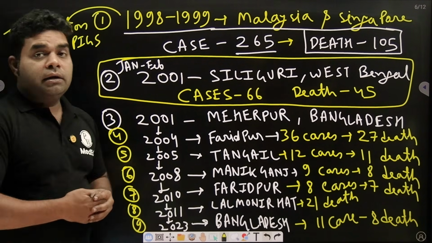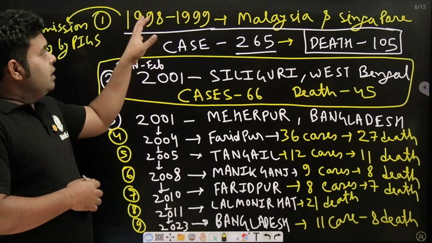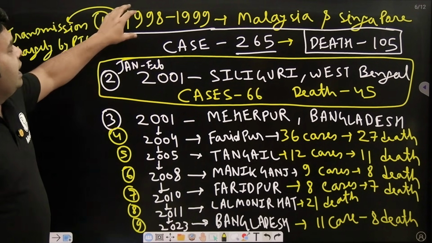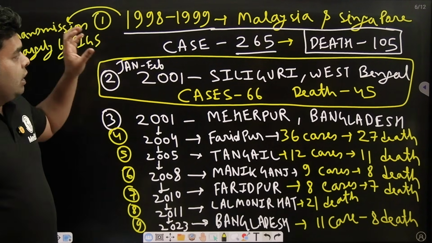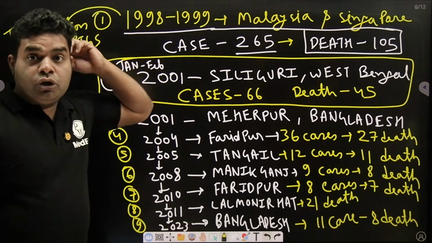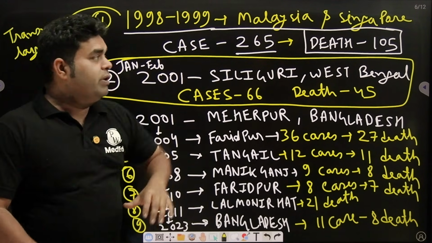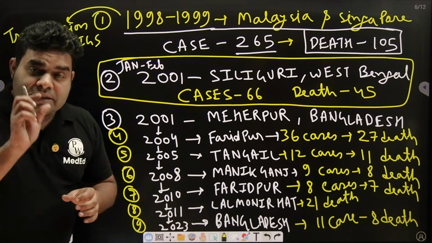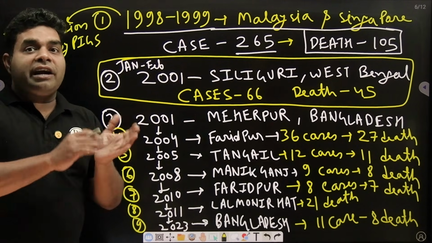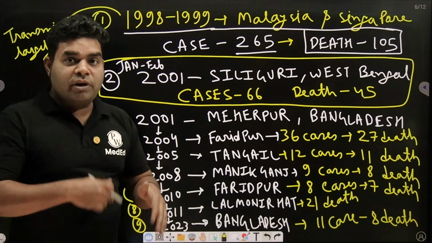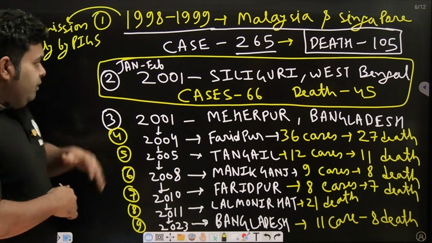The first outbreak was in Malaysia and Singapore. It was the biggest outbreak, in 1998-1999. It caused Nipah in around 265 cases and deaths were 105. And this infection in Malaysia occurred near the Sungai Nipah, the Nipah river, of Malaysia. That's why we call it Nipah, the name of the river.